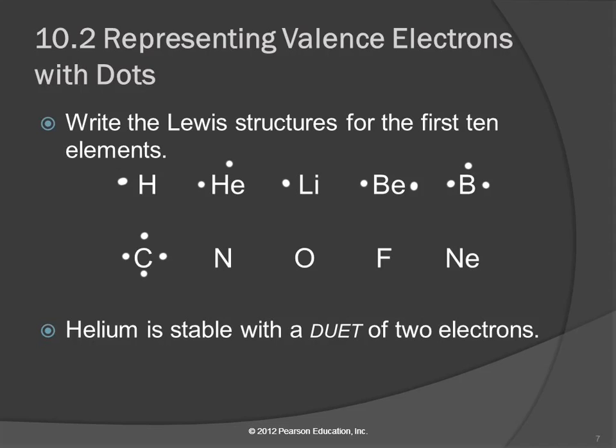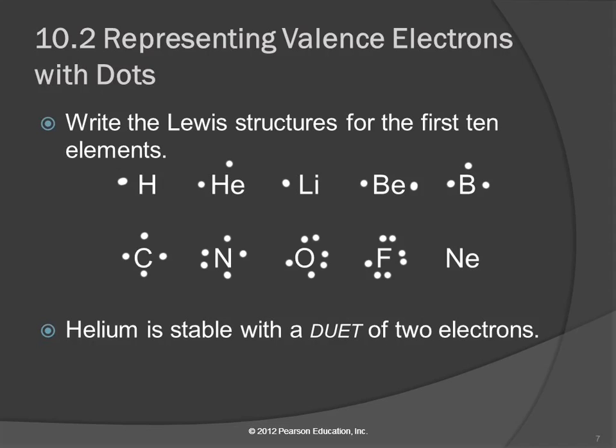How many valence electrons in nitrogen? 5. 1, 2, 3, 4, 5. So now we're starting again and paired up. We already did oxygen. 1, 2, 3, 4, 5, 6. How about fluorine? 7. 1, 2, 3, 4, 5, 6, 7. Again, if you put the single dot in one of the other positions, that's fine, as long as you have 3 pairs and 1 single.